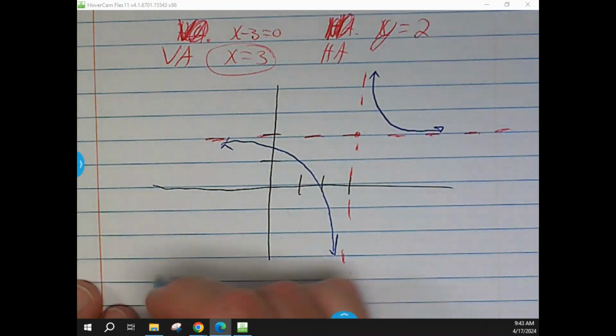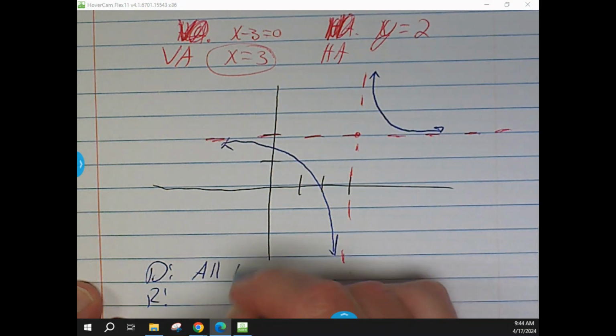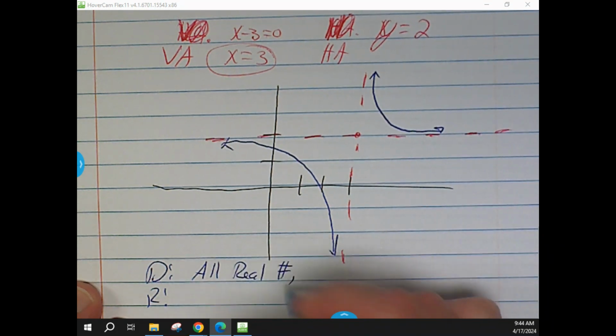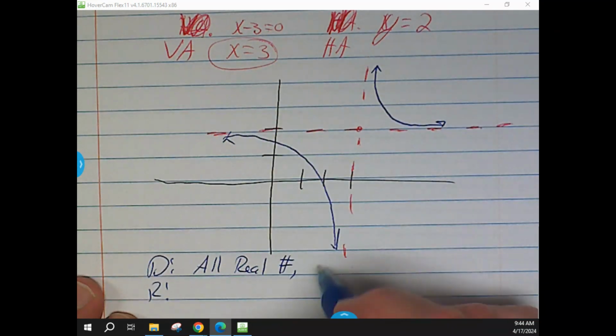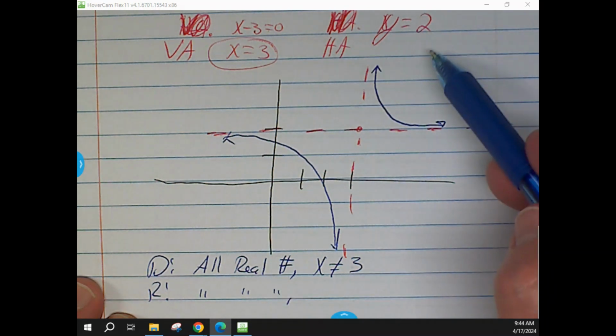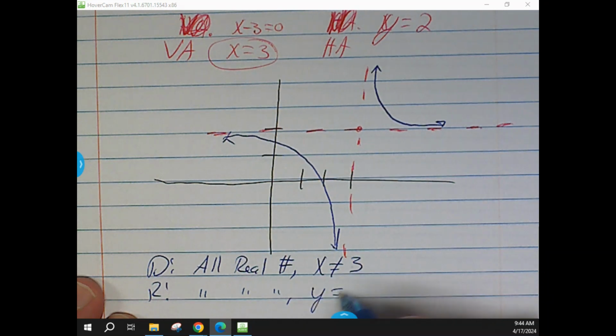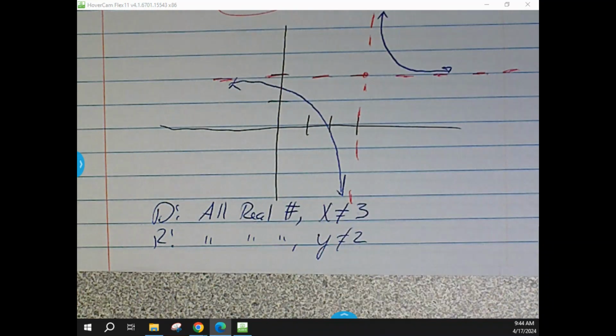Okay, and then for domain and range, it's all real numbers. Again, you just tell me it's everything except for your vertical asymptote, so x cannot equal 3. And then for your range, it's all real numbers except for the y value at 2, so y cannot equal 2. There we go.